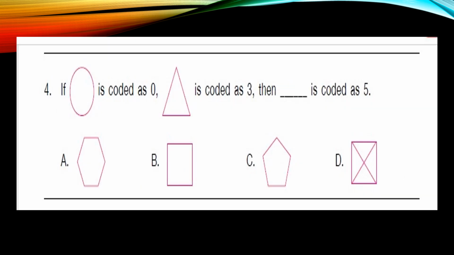Question number 4. If circle is coded as 0, triangle is coded as 3, then dash is coded as 5. As 0 has no side, the circle has no side, so circle is coded as 0. Triangle has 3 sides and is coded as 3. Then dash is coded as 5, so it is a 5-sided shape. So our answer is option C.